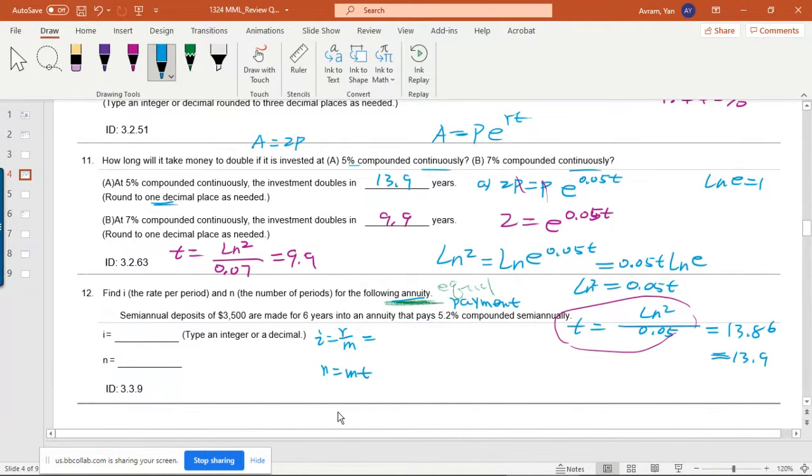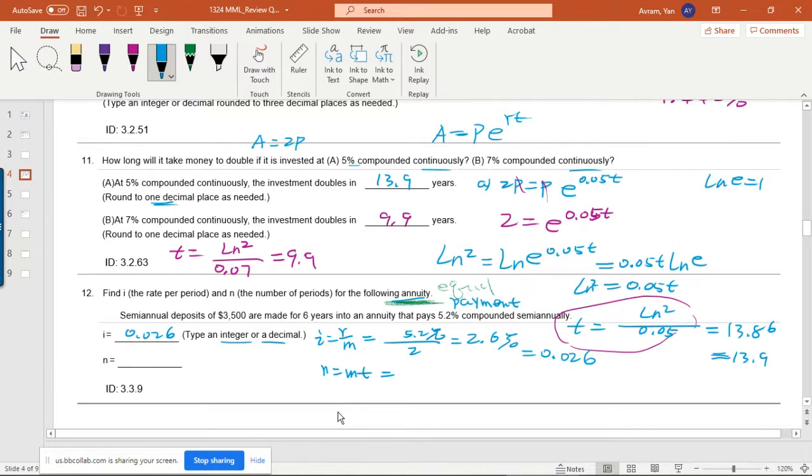Okay, so you have 5.2% compounded semi-annually, so that means the M is 2. All right, so this we are giving you 2.6%. Type it in as an integer or decimal. So it doesn't want you to type the percentages. So we will need to convert it into a decimal. So that's 0.026. Okay.